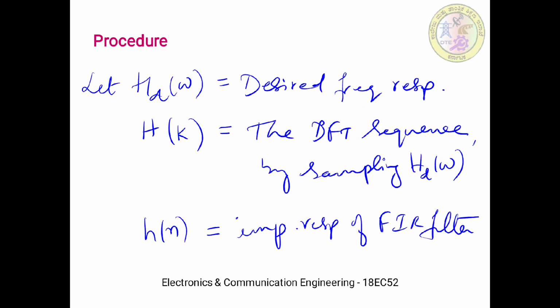So these are the notations used. We start with Hd of omega. Hd of omega will be sampled to get H of k, and on these H of k samples we do the IDFT to get the h of n. So stepwise, we can write the procedure like this.